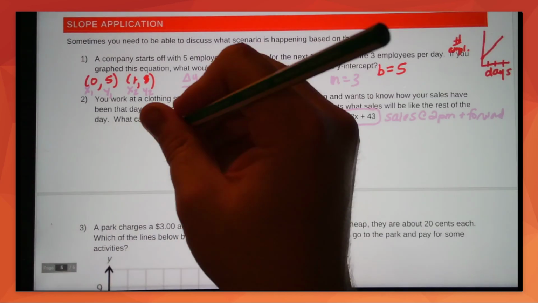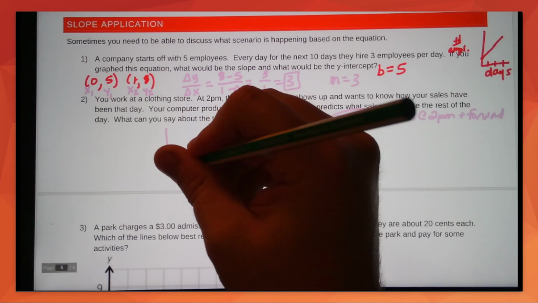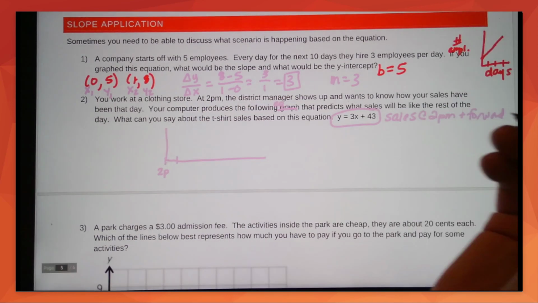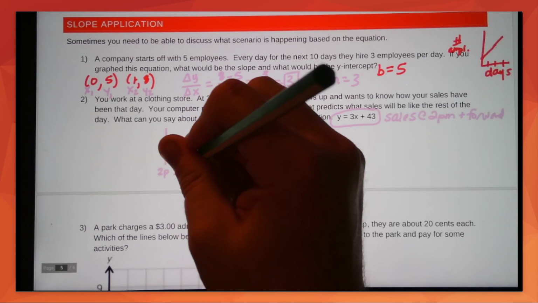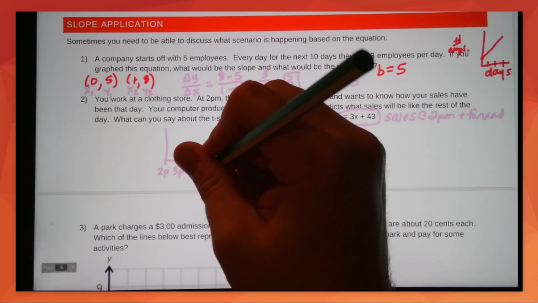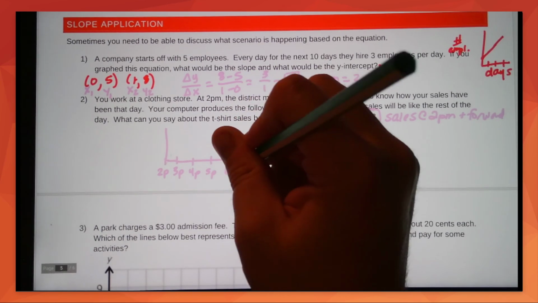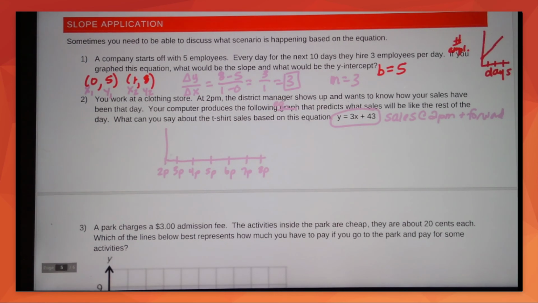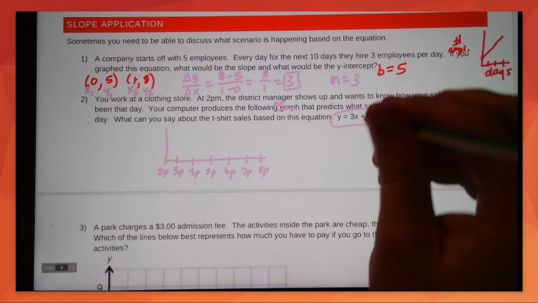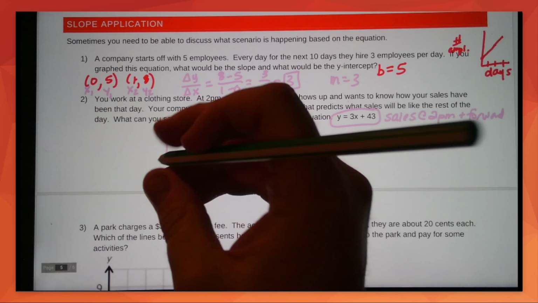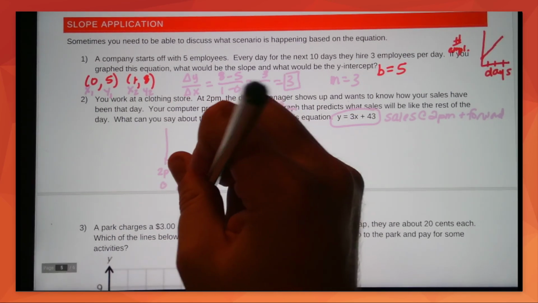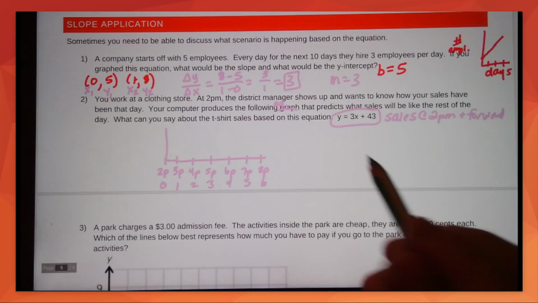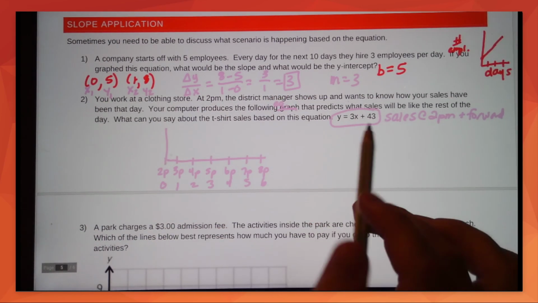So if we were to turn this into a graph, right? This is 2 p.m. This is the starting point. An hour later, an hour later, an hour later, 6 p.m., 7 p.m. Let's say we close at 8 p.m. We started at 2 o'clock when this is really 0, 1, 2, 3, 4, 5, 6 hours. At 0, we started with 43.